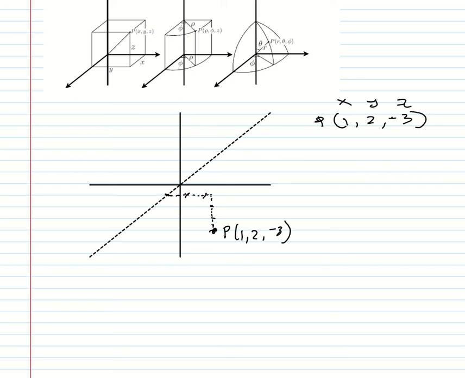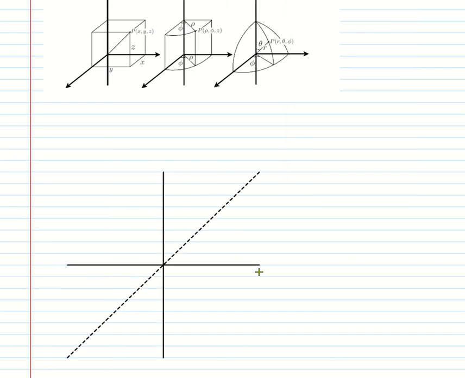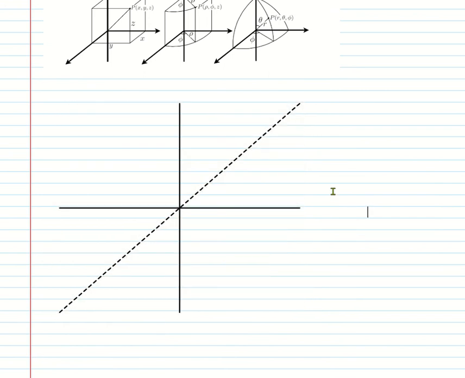It's important for us to know how to locate these points, because later on, when we are dealing with vectors, position vectors can be represented by the coordinates. If you don't know how to plot them, then it's hard for us to visualize those vectors.